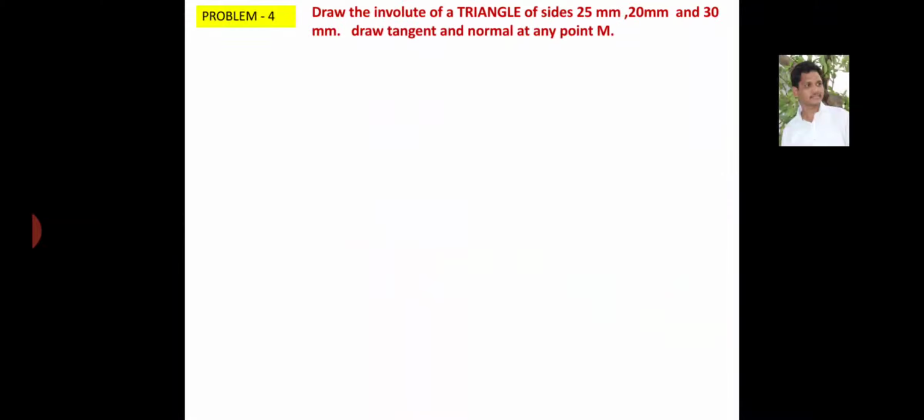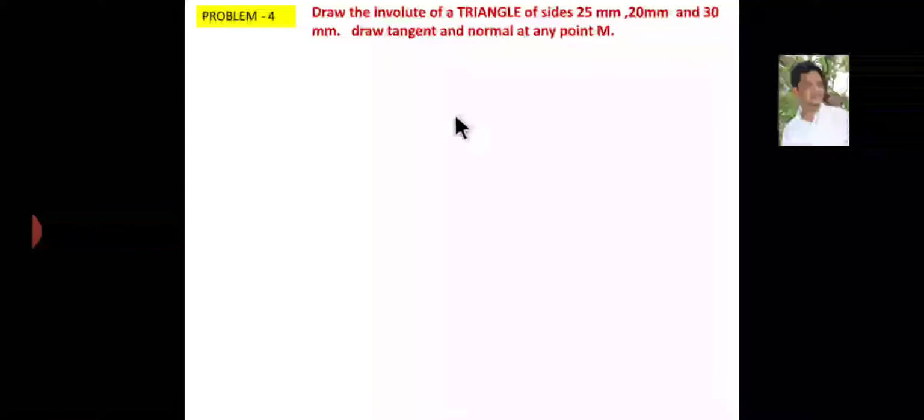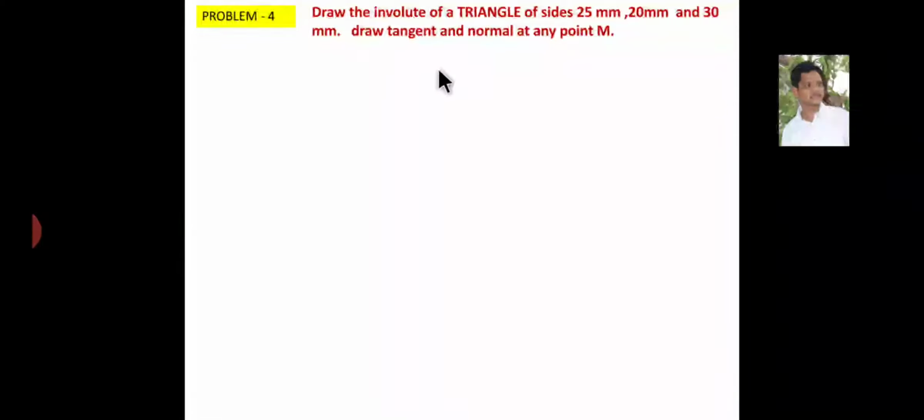Now coming to another problem. Draw the involute of a triangle of sides 25 mm, 20 mm and 30 mm. Okay, draw tangent and normal at any point M. In this case, it is not an equilateral triangle, it is an isosceles triangle.